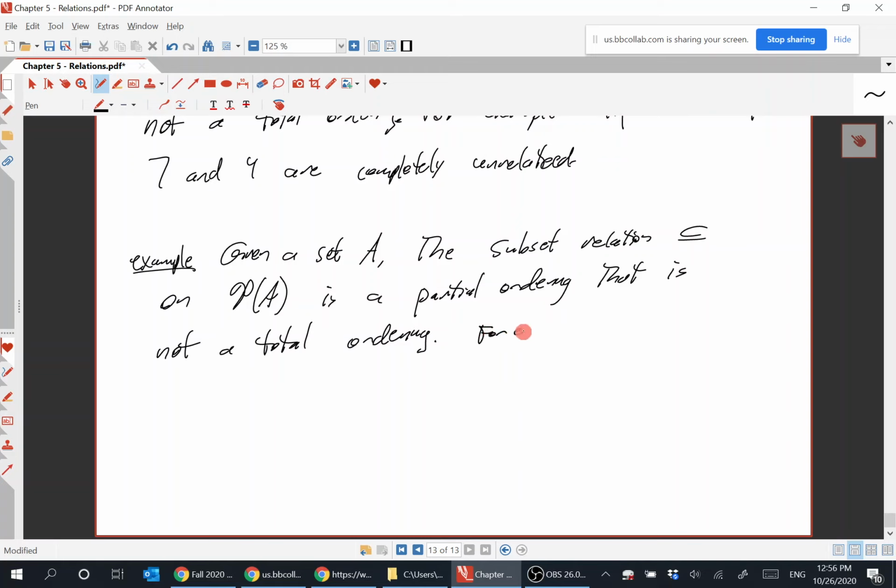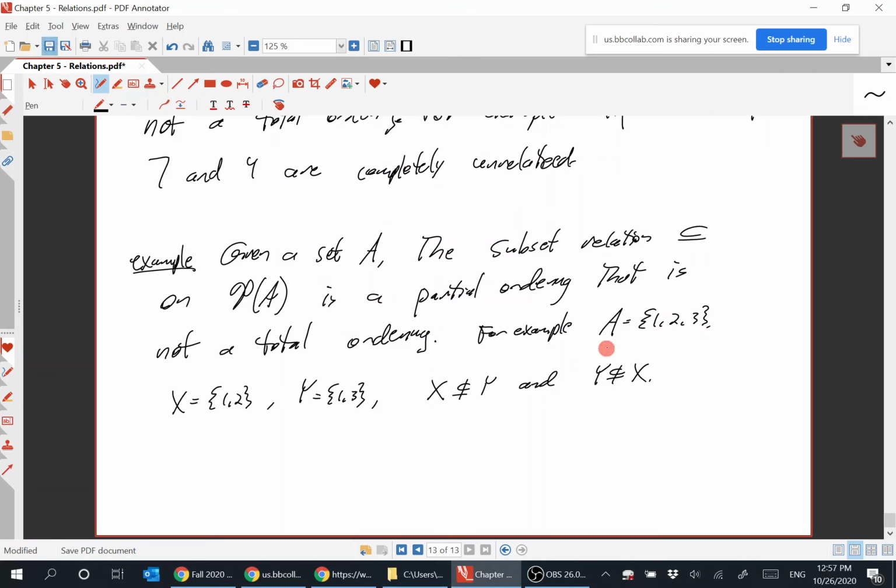So, for example, A is equal to {1, 2, 3}. X is equal to {1, 2}. And Y is equal to {1, 3}. Right? X is neither a subset of Y, nor is Y a subset of X. Okay, so a partial order that is not a total order.